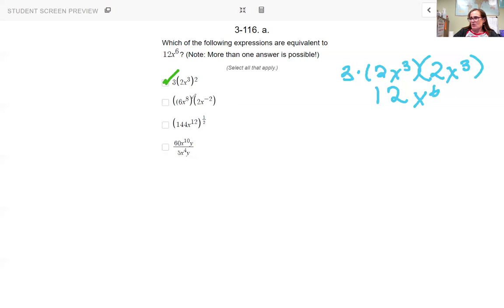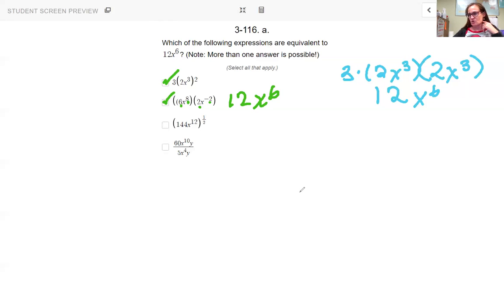All right, the next one: 6x to the 8th power times 2x to the negative 2 power. The first thing we do is we start off with the 6 and the 2. 6 times 2 is 12. And then we go x to the 8th power times x to the negative 2 power. When you're doing that, you look at the 8 and the negative 2, and you add them together. 8 plus negative 2 is 6, right? 8 minus 2 is 6, so it'd be x to the 6th power. So this one also works.